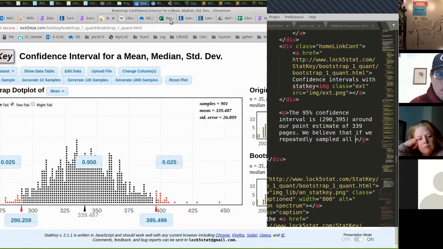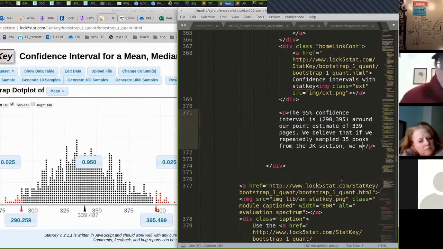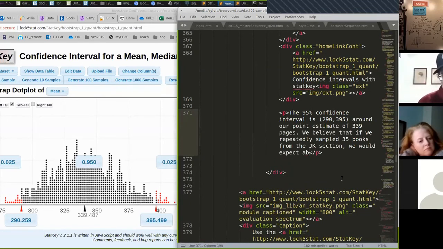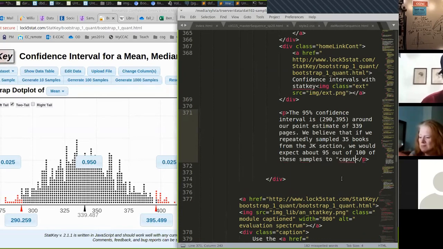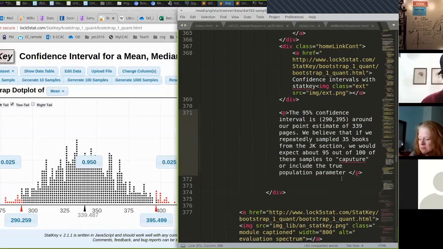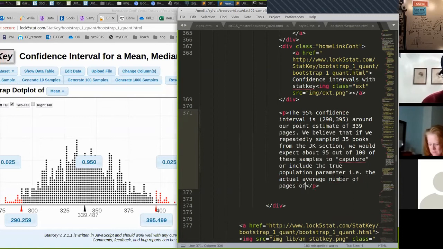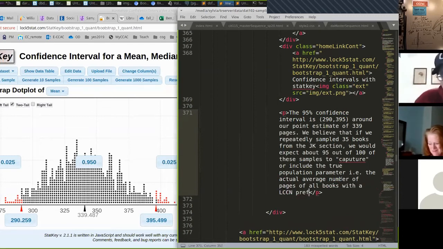Yes. Yes. JK. If we repeatedly sampled the JK section, all sampled 30, 35 books from the JK section, we would expect about, again, this is our way of stating an approximation specific with numerical precision, we'd expect about 95 out of 100 of these samples to capture or include the true population parameter, i.e. the actual average number of pages of all books with a LCCN prefix of JK.